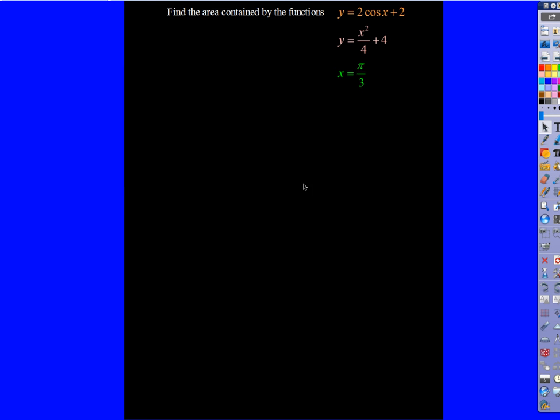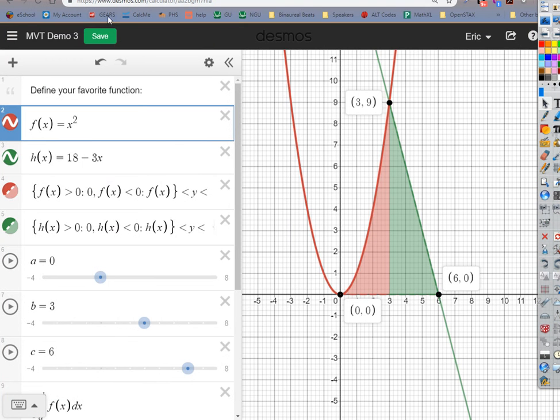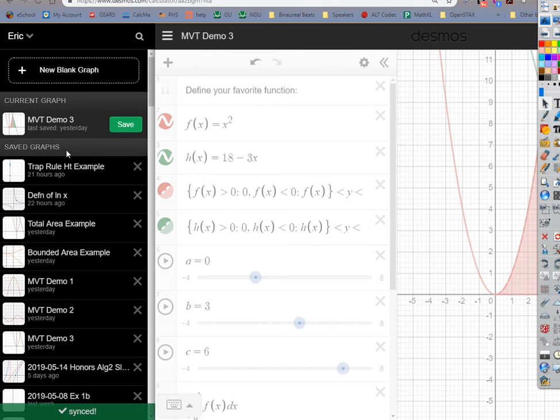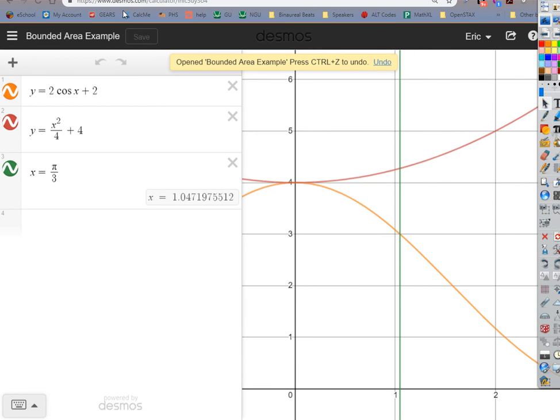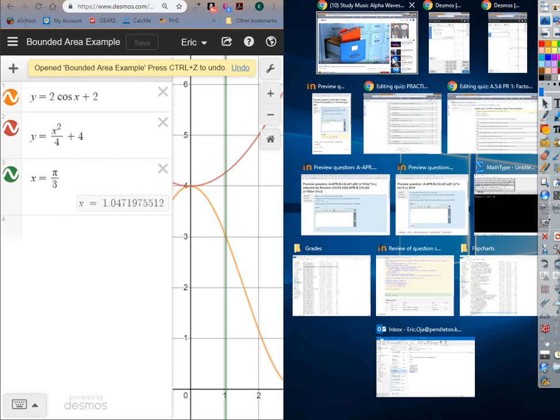Okay, so if I wanted to do one like this, an area contained by some functions, I can do the bounded area example, is that one. Okay, this is pretty straightforward and simple.